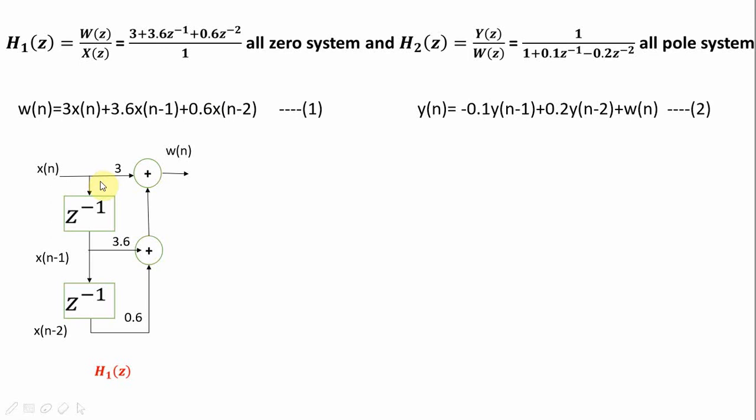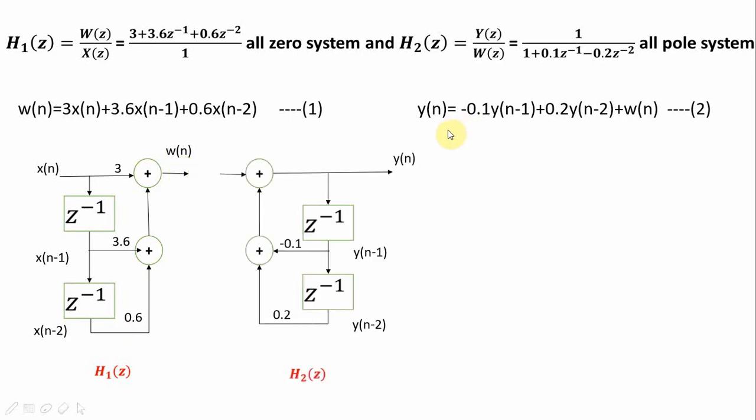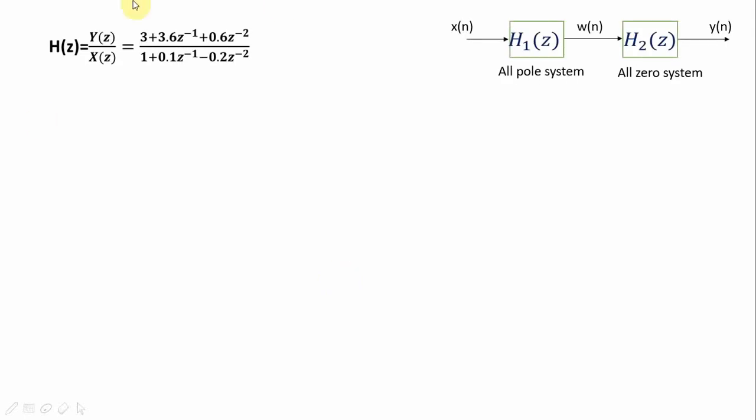So this is realized as x of n multiplied by 3, then x of n minus 1 after the delay element multiplied by 3.6, and another delay x of n minus 2 multiplied by 0.6. All these are added to get w of n. Then coming to y of n, y of n minus 1 and n minus 2 are derived. Then y of n minus 1 is multiplied by minus 0.1 and this is multiplied by 0.2, and all these are added to w of n to get y of n, and that is h2 of z. Both h1 and h2 are connected in cascade like this to get h of z. That is the direct form 1 realization.